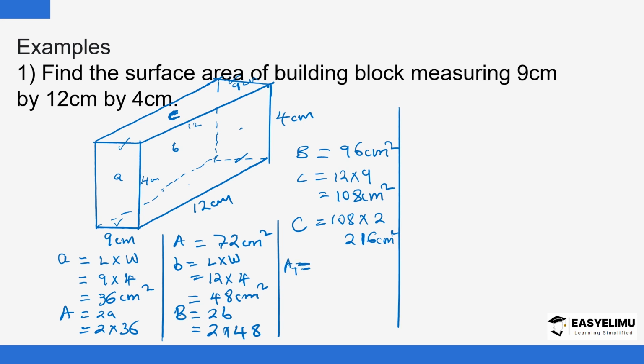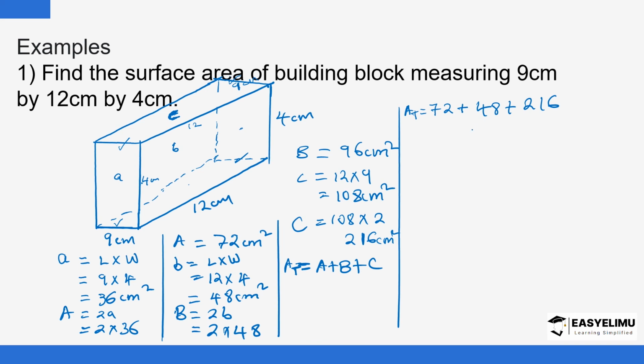Maybe A subscript T here should be equal to A plus B plus C, area A plus area B plus area C. So that is going to be, the first one was 72. That is A total, 72. And then you add 48. And then now 216. So what do we get?